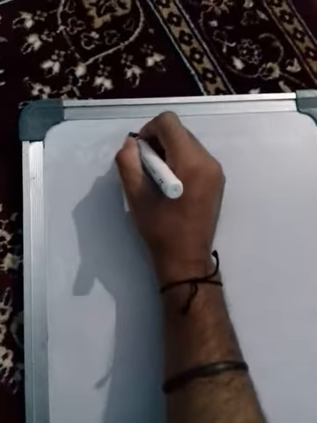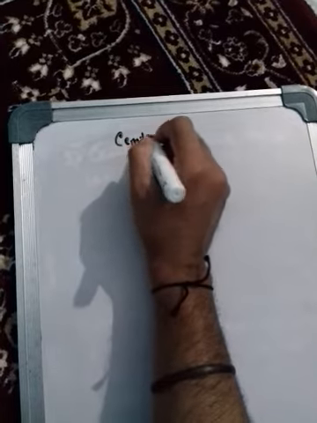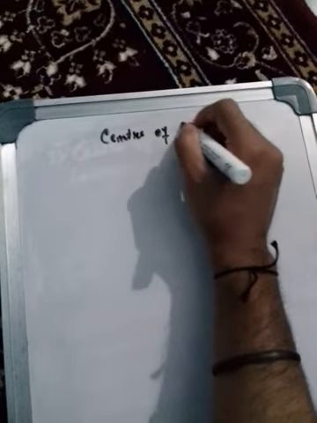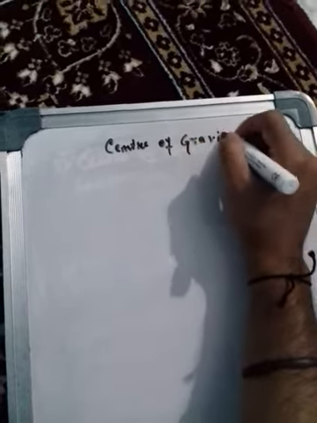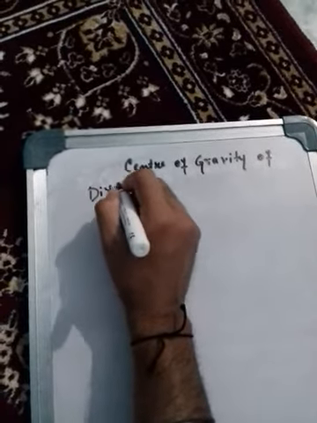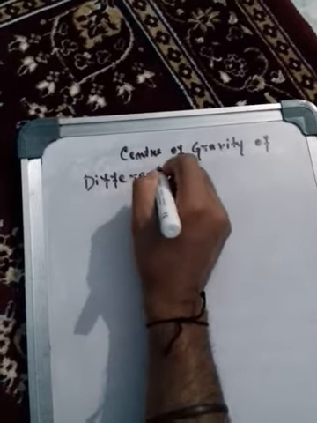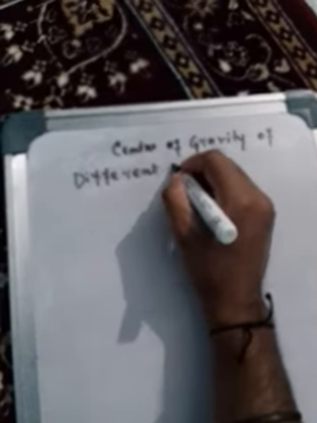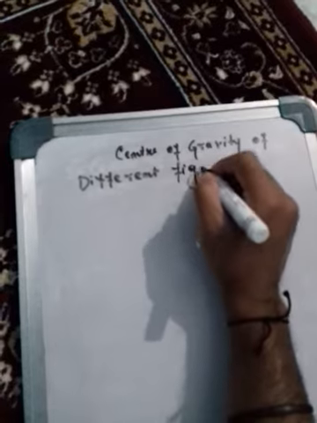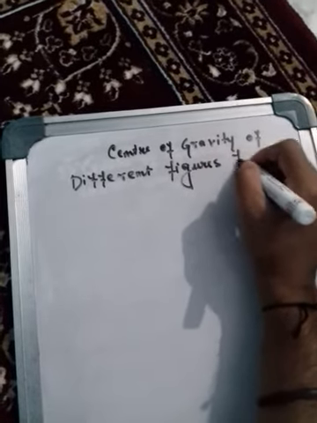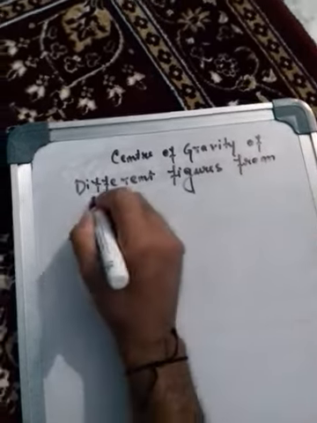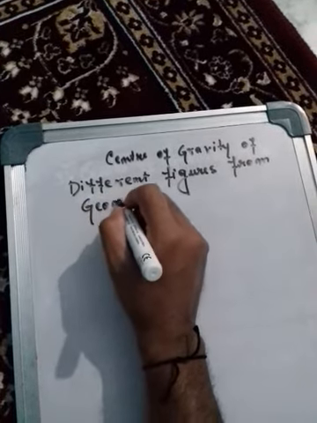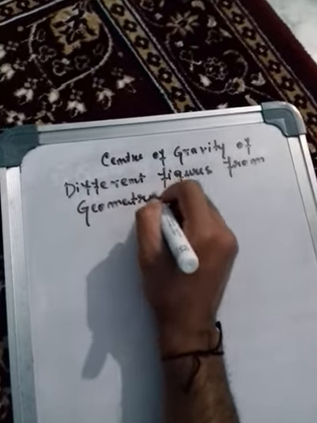Okay. So, in the last class we have seen about the center of gravity from the geometrical consideration, how to find out the center of gravity of different figures from geometrical considerations.